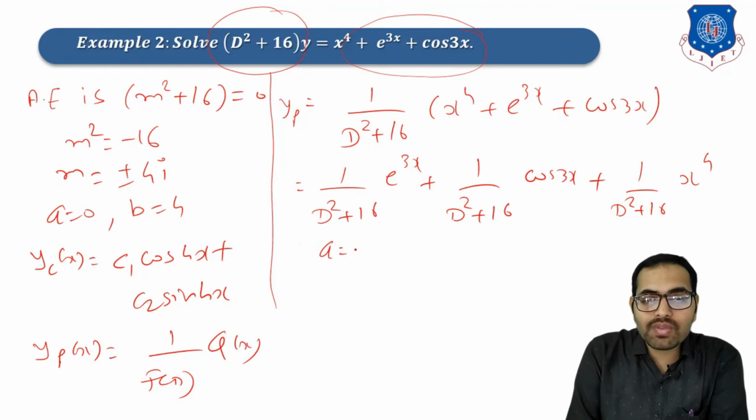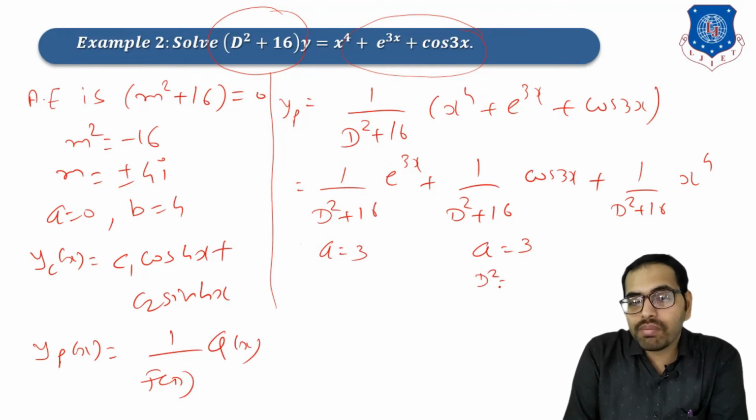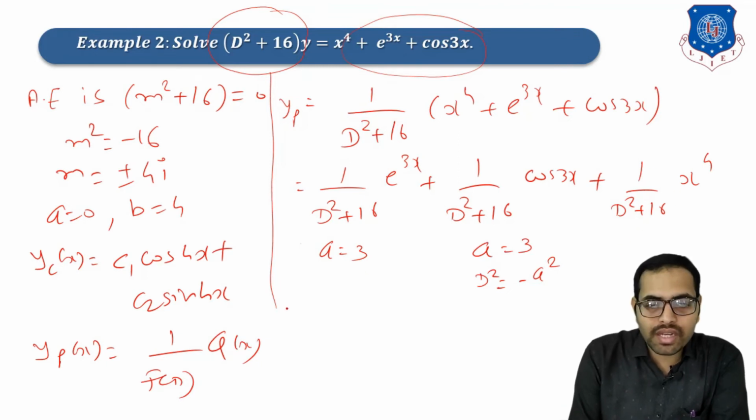Here according to case 1, the value of a is equal to 3. According to case 2, the value of a is equal to 3. Here we replace d square equal to minus a square, then here minus 9. Here we convert in terms of 1 plus d or 1 minus d.